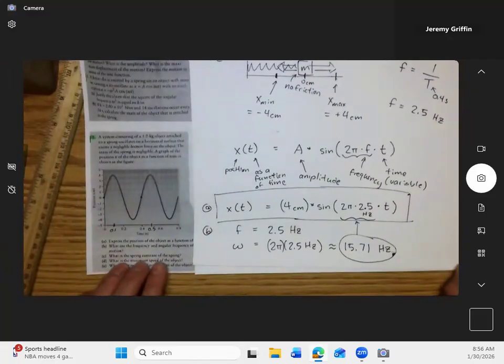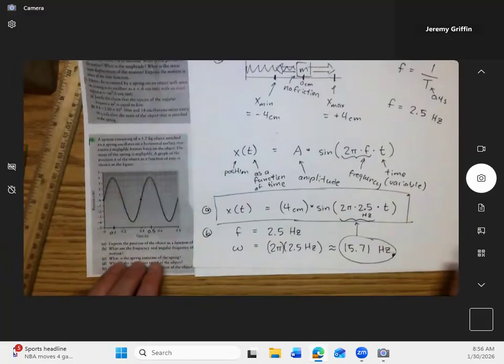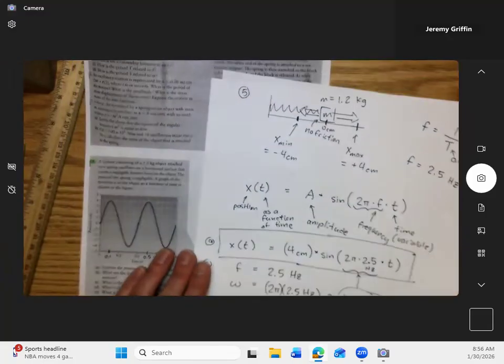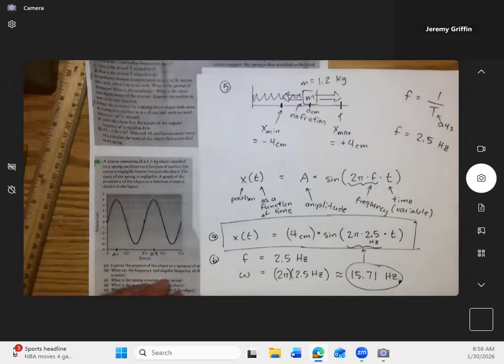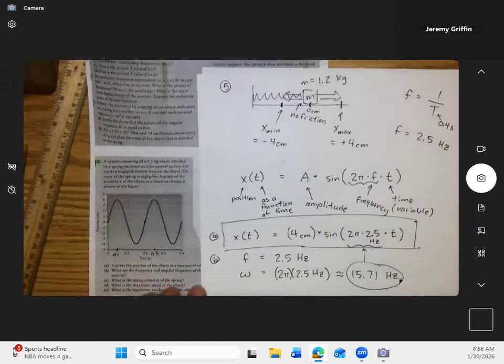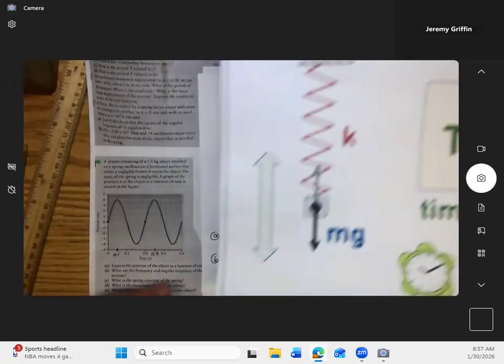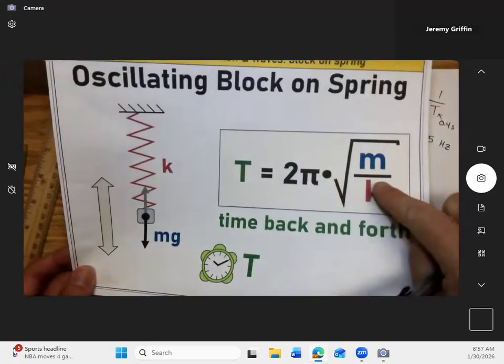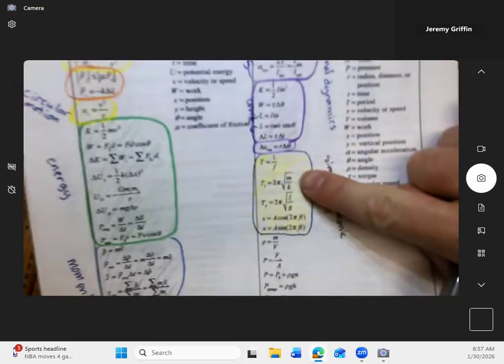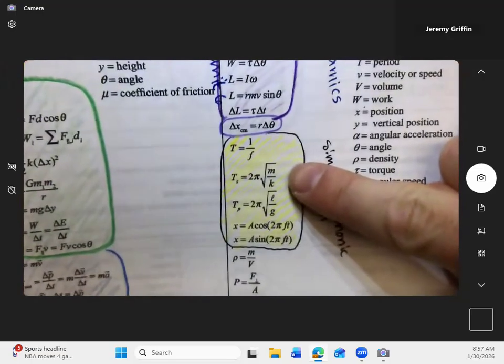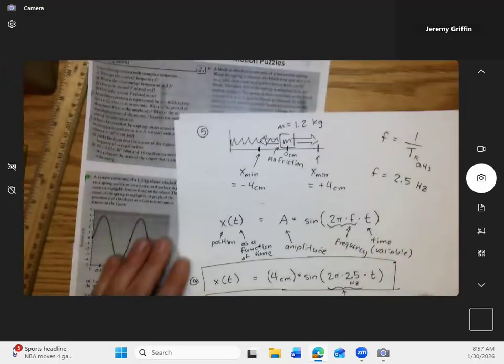Part C. What is the spring constant of the spring? Guys, how do you think we could find the spring constant? This one right here? Oh, right. It should be pointing to your AP equation. That's this one right here, isn't it? All right, let's try that.